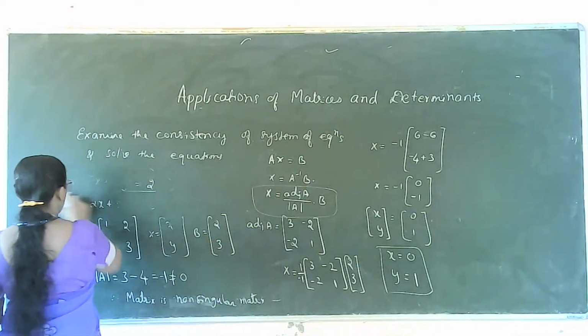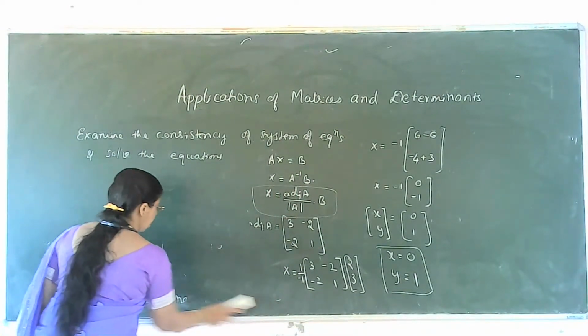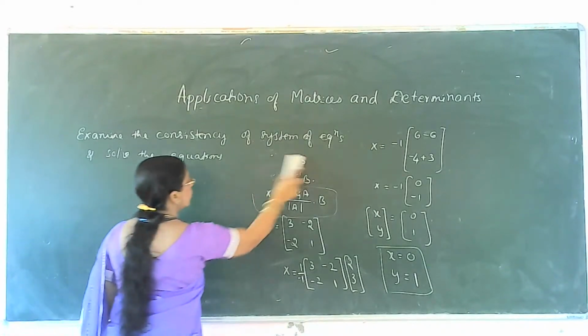Now, we take a 3 by 3 matrix problem, consistent or inconsistent. Check another problem.